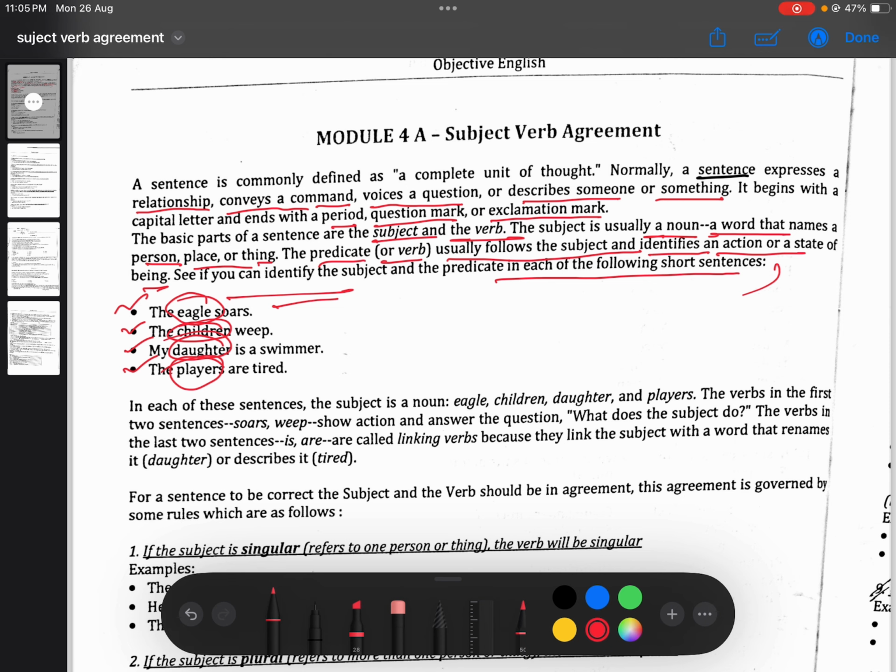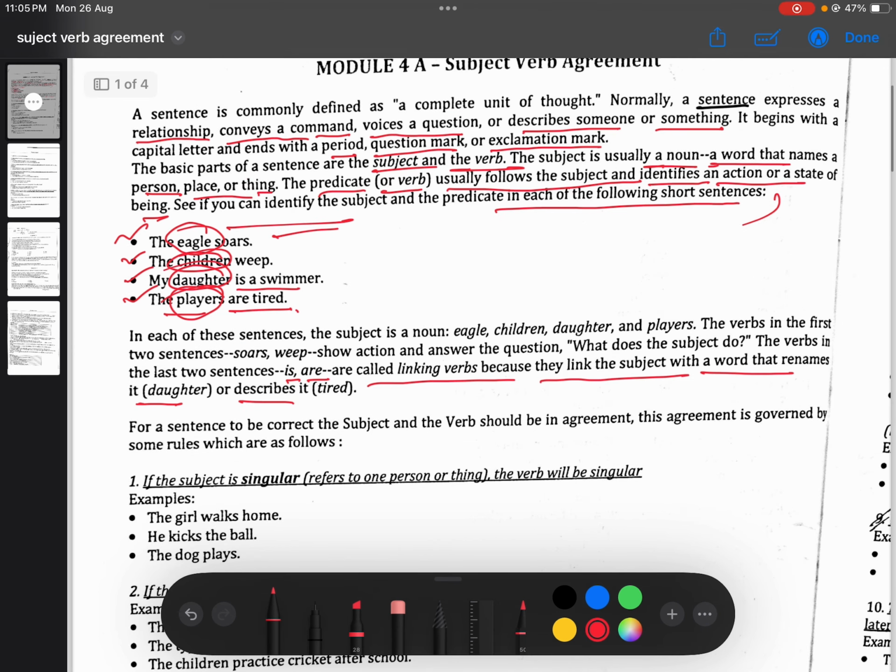The verb in the last two sentences is called a linking verb, because it links the subject with a word that renames or describes it. So, my daughter is a swimmer, the players are tired. These are linking verbs.